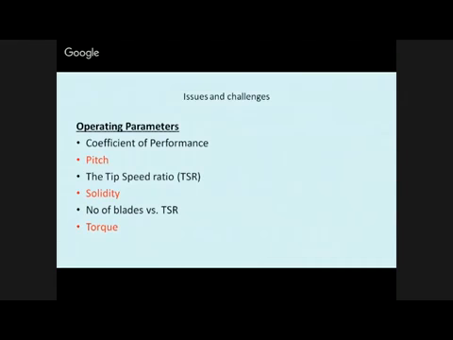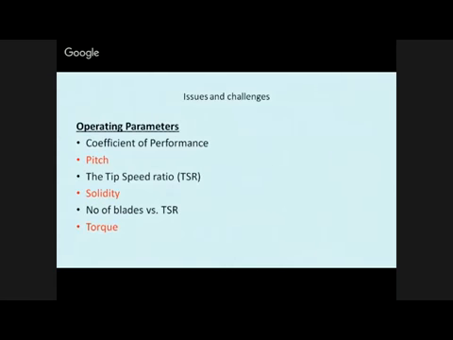Solidity is how much material exists in a wind turbine. The higher the material, the slower the speed will become. The less the material, the faster the speed has to be. Between these two conditions, one has to optimize the wind turbine. The number of blades versus TSR is a very important parameter. Earlier, in small size wind turbines, the number of blades was quite high. But later on, it was recognized that not more than 3 blades are required. So for most wind turbines in terms of megawatt capacities, the optimum number of blades is 3.